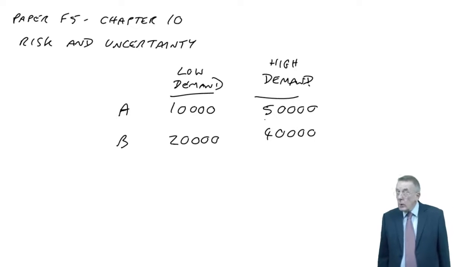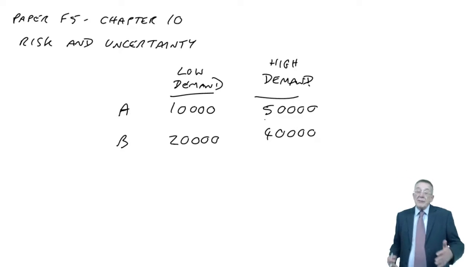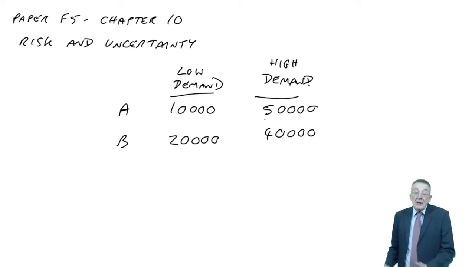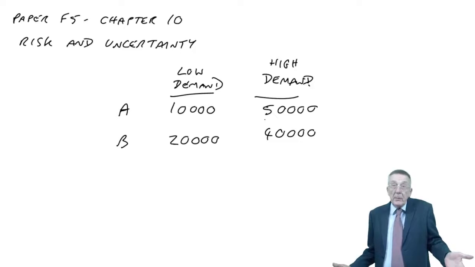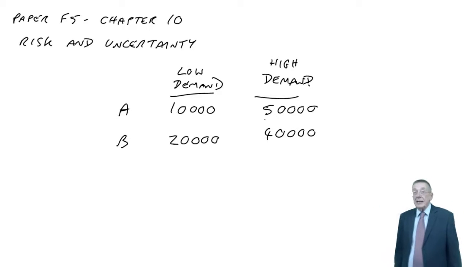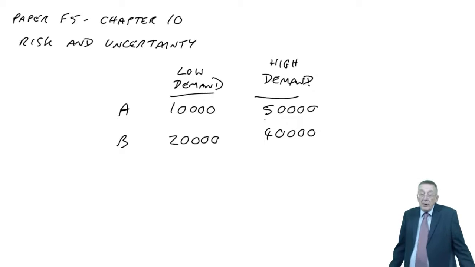Well, now we've got a problem. You see, if I know demand's going to be low, I'd choose B, no question. But if I knew demand was going to be high, I'd choose A. But we don't know. We've got to make our decision today. We're going to buy one of them. But it's only later we'll find out how much profit we're going to make. So would you choose A or would you choose B?